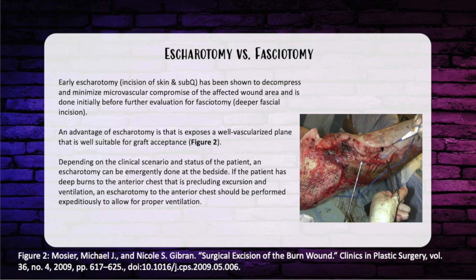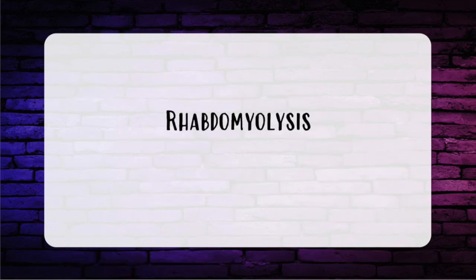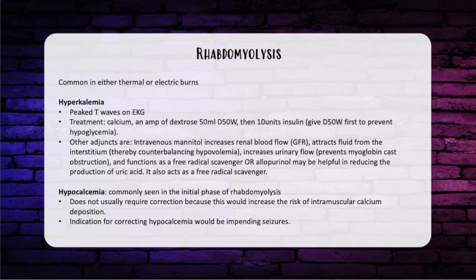Depending on the clinical scenario and the status of the patient, an escharotomy can be emergently done at the bedside. If a patient has deep burns to the anterior chest, for example, and that's precluding the patient from having normal excursion and ventilation, then an escharotomy to the anterior chest should be performed expeditiously. And that's to help for proper ventilation. Casey, do you want to talk a little bit on rhabdomyolysis? Yeah, absolutely. So this can be seen in burn patients.